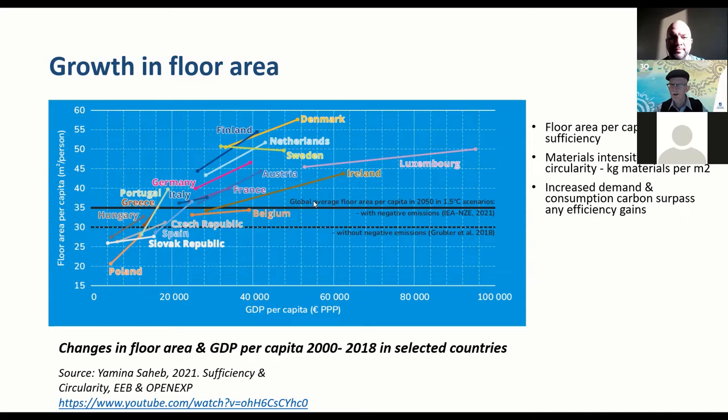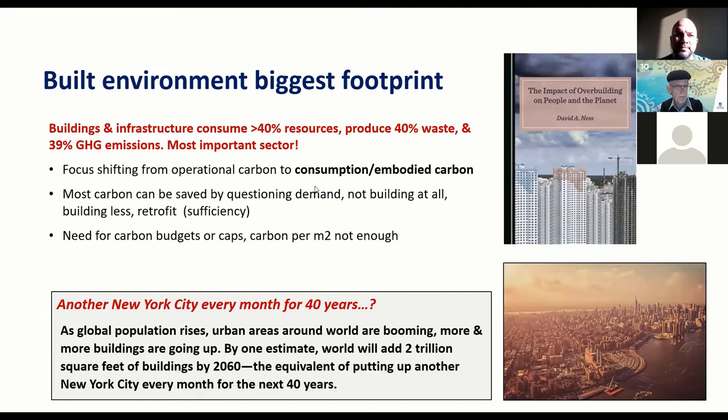But just to move on to the built environment, I want to briefly highlight what all this means for it. Buildings and infrastructure consume over 40% of global resources, produce 40% of waste and around 39% of emissions. So it's the most important sector. The focus is shifting from operational carbon, the direct energy we use in buildings, to consumption carbon, which includes the energy and carbon in all the materials we use in building.